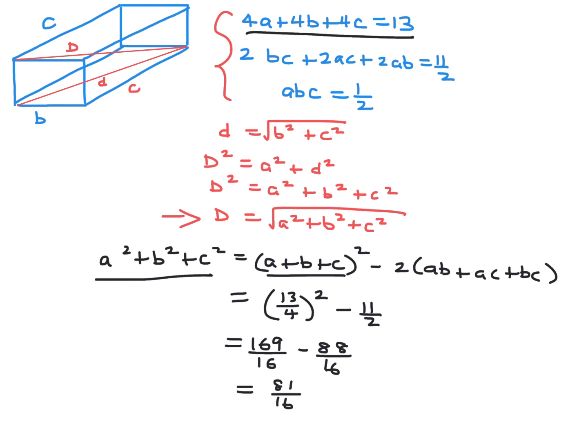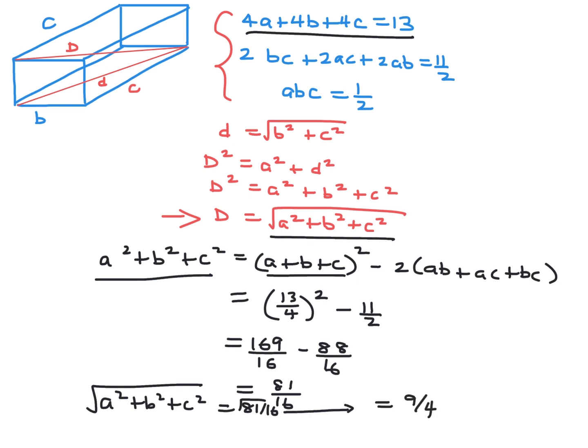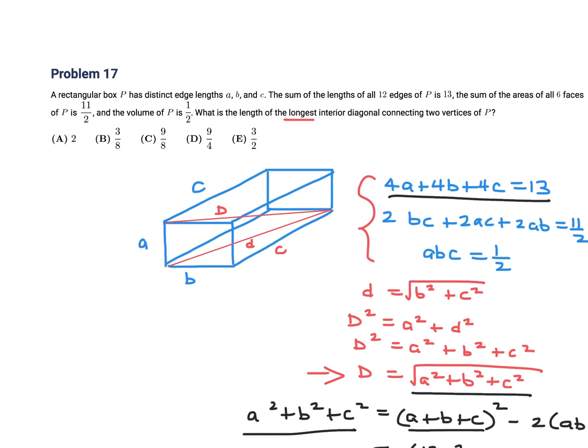And therefore, if I take the square root of that, because I want the square root of A squared plus B squared plus C squared, that's going to be the square root of 81 over 16, and that is 9 over 4. And I believe 9 over 4 is one of the answer choices. It's D.